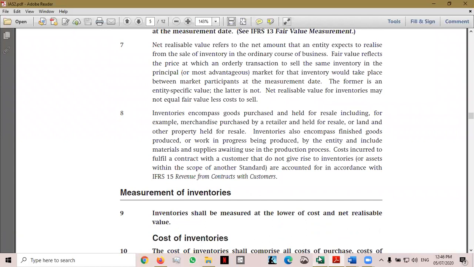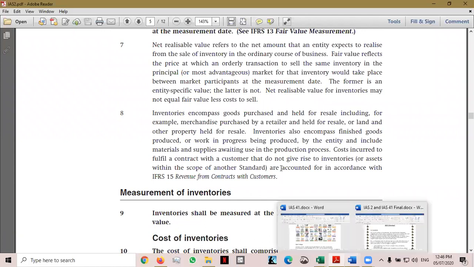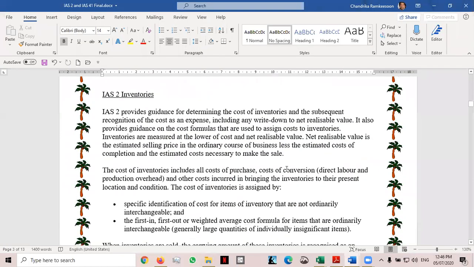So let me just pull up the handout which we were looking at just now. Now, after having looked at IAS 2, we would then transition into IAS 41. And during the course of the lecture in IAS 41, I'll show you how it crosses over into IAS 2, because it is important that you realize there is, as I said earlier, a connection between the both standards. So here, IAS 2 provides guidance for determining the cost of inventories and the subsequent recognition of the cost as an expense, including any write-down to net realizable value.